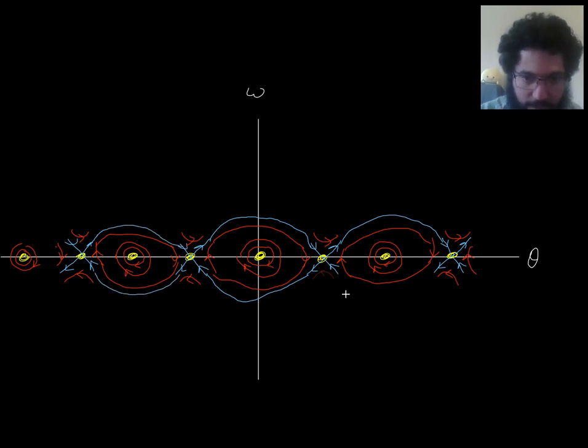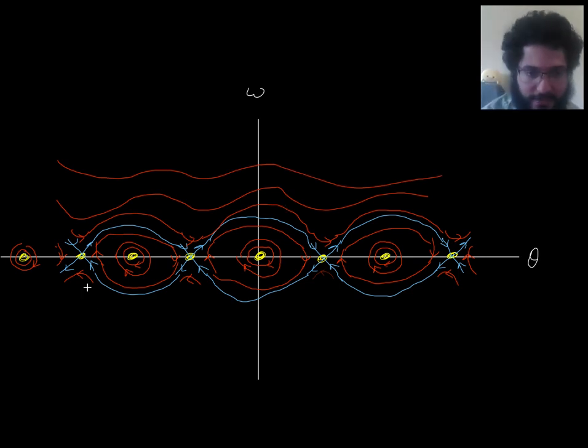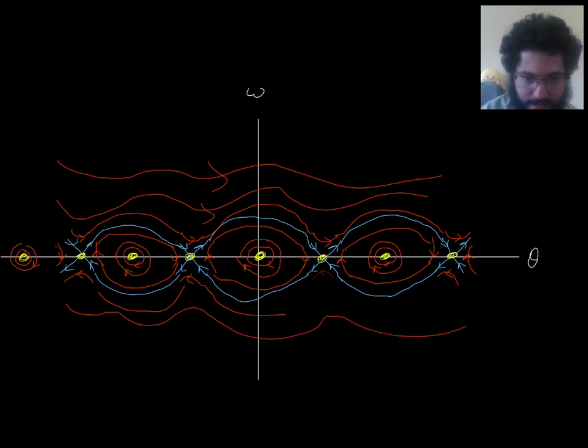And these blue eyeballs separate different kinds of behaviors. So within any one of these eyeballs, you've got swinging back and forth. And above the eyeballs, or below, above you've got rotating about the pivot in one direction, and below you've got rotating in the other direction. So here you've got a flow to the right, and here you've got a flow to the left.